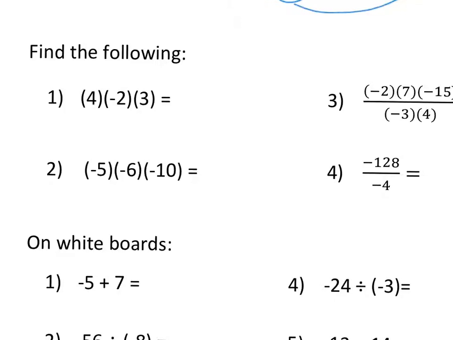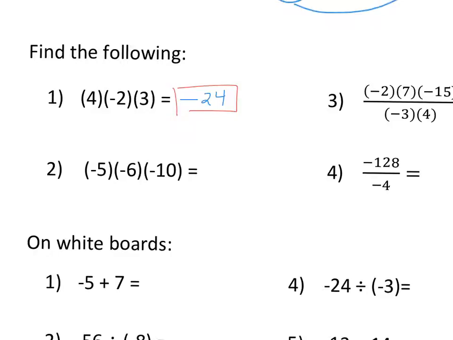So for question number 1, we're just going to multiply as normal, but we're going to figure out the sign first. Because you have one negative, it doesn't have any other negative to pair up to, your overall answer has to be negative. So then at this point, you're going to ignore the signs and just multiply as normal. So we typically multiply from left to right. So 4 times 2 is 8, and then 8 times 3 is 24. So your answer is negative 24.